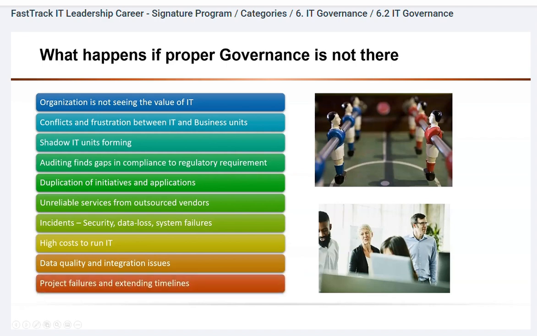One of the last things here is it can cause project failures or extending the timelines. If governance is not there, maybe they didn't follow the plans, they didn't consider all the risks in that. Maybe resources are not utilized properly. So projects may fail or the timelines may be extended. So these are some of the examples of what happens if proper governance is not there.